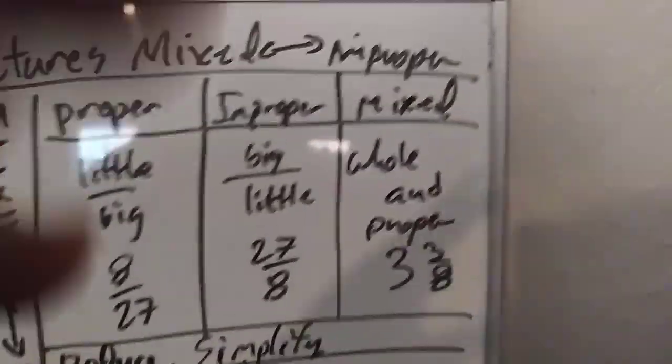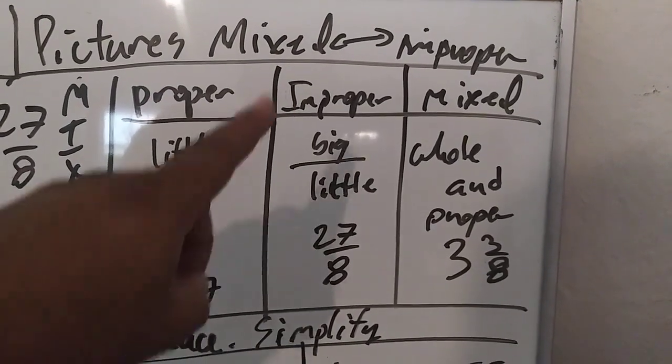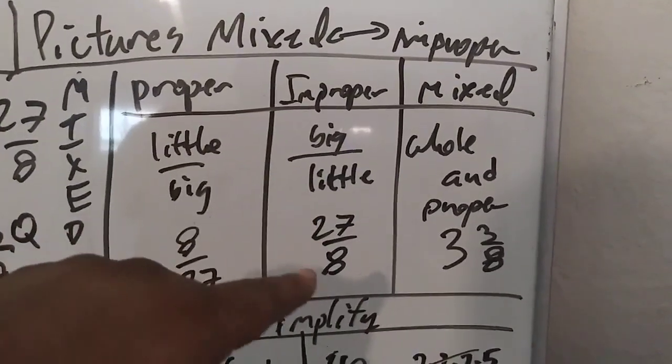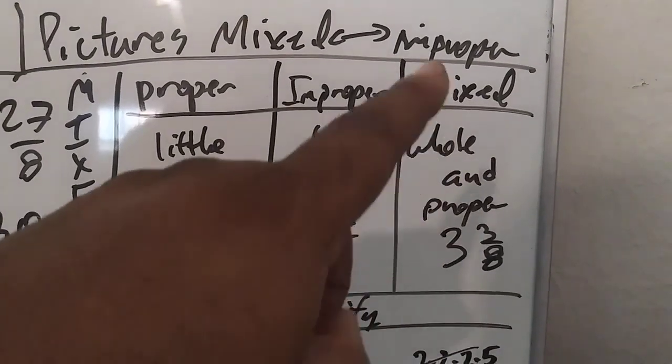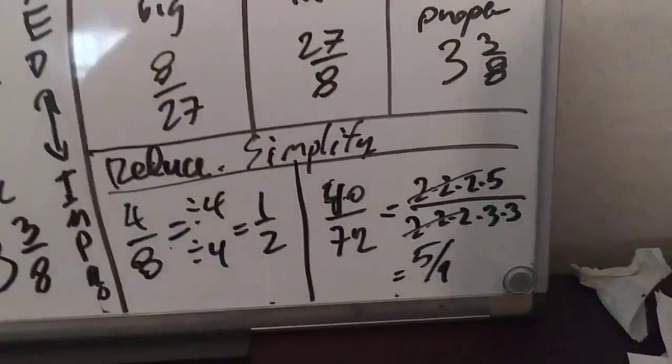So what exactly is a proper fraction? It's the little guy over the big guy, the little number over the bigger number. The improper will be the bigger number over the little number. And then the mixed number is always the whole number and the proper fraction next to it.